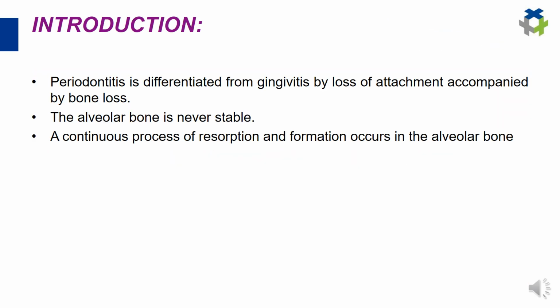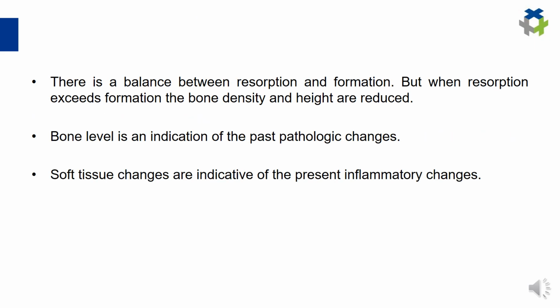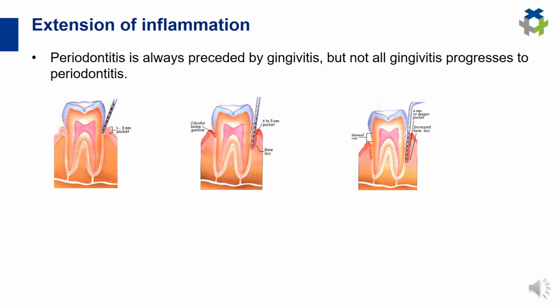Signs of bone destruction. Periodontitis is differentiated from gingivitis by the loss of attachment that is accompanied by bone loss. It is a continuous process of resorption and formation that occurs in the alveolar bone. There is a balance between resorption and formation, but when resorption exceeds formation, the bone density and height are reduced. Bone level is an indication of past pathologic changes. Soft tissue changes are indicative of the present inflammatory changes.